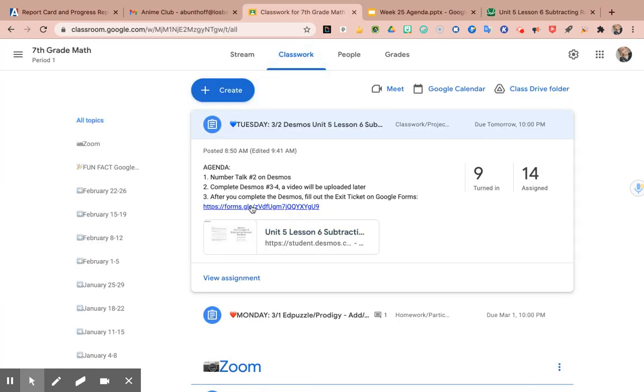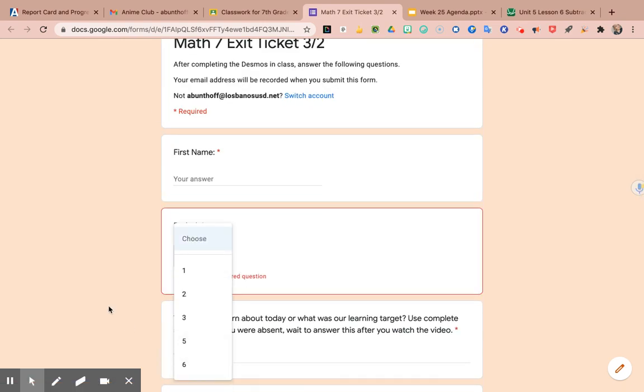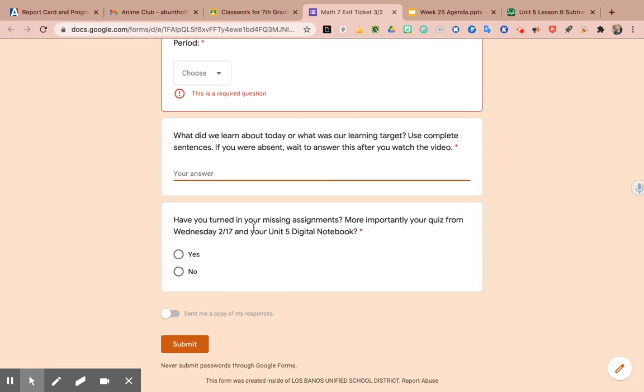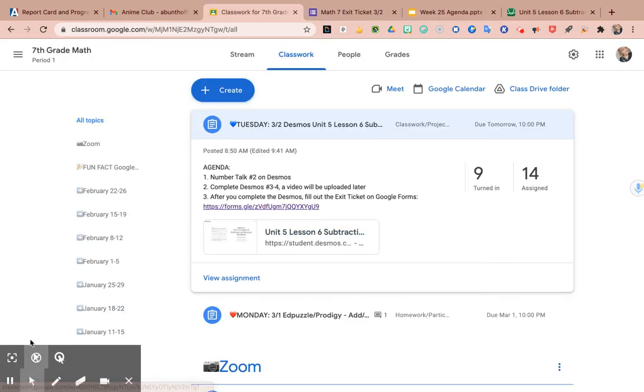When you're done with your Desmos, don't forget to complete your exit ticket. So you'll click on the link. Your exit ticket looks like this. First name, period. What did we learn about today, or what was the learning target? Use a complete sentence. And then have you turned in your missing assignments? More importantly, your quiz from 217 and your digital notebook. And then click submit. When you're done, you can turn it in and have a great rest of your day.